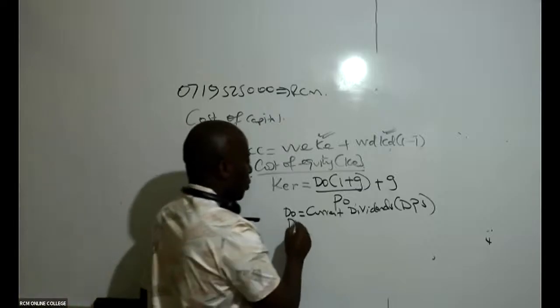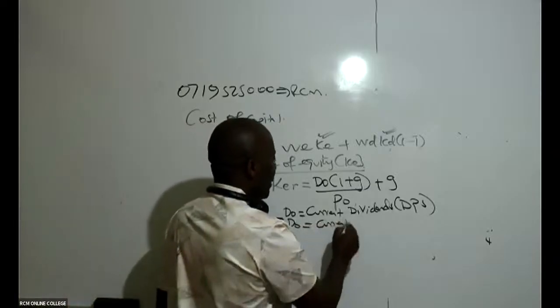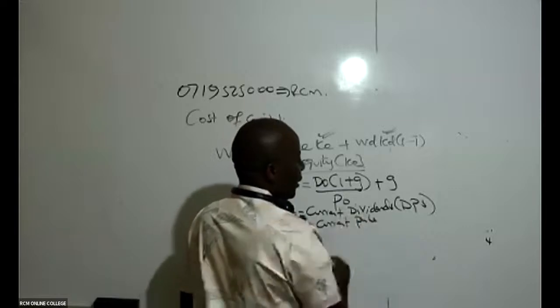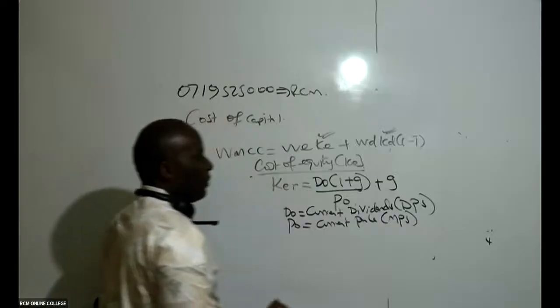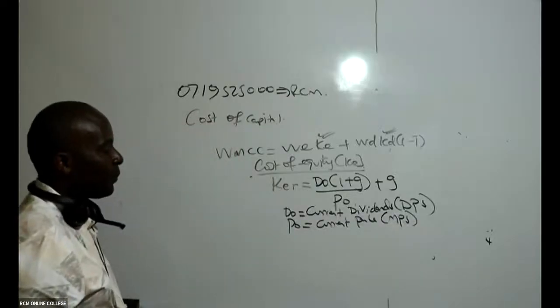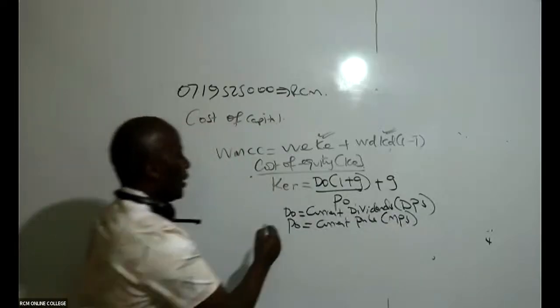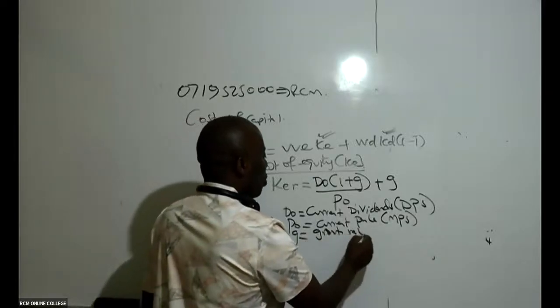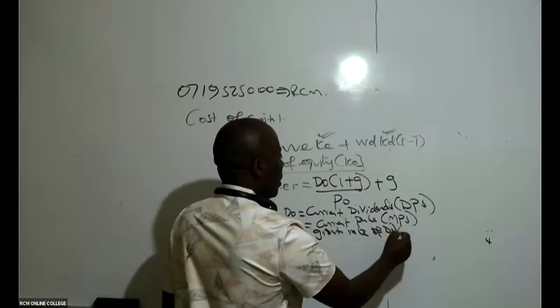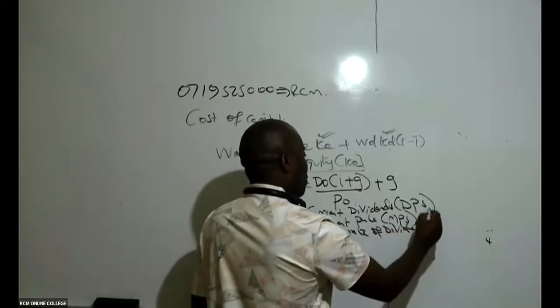PO stands for, in this case, the current what here? Price of a share. To be specific, it is the market price of a share. All right. G in this case stands for what here? G stands for growth rate of dividends.